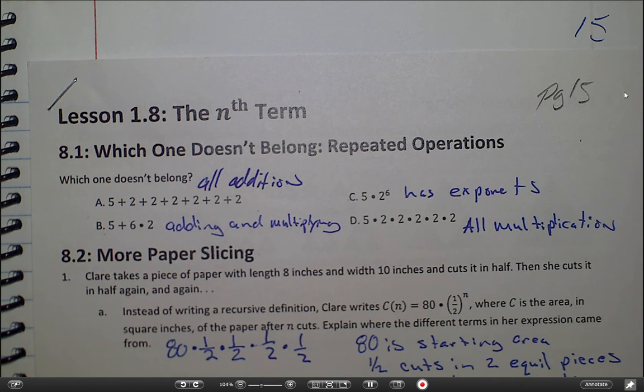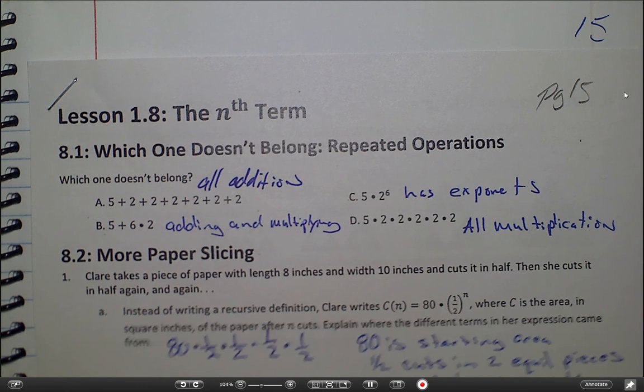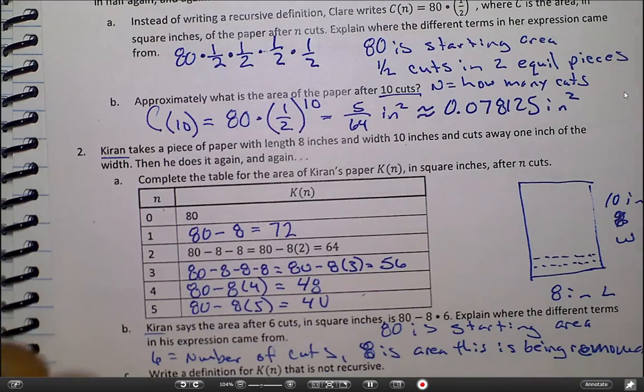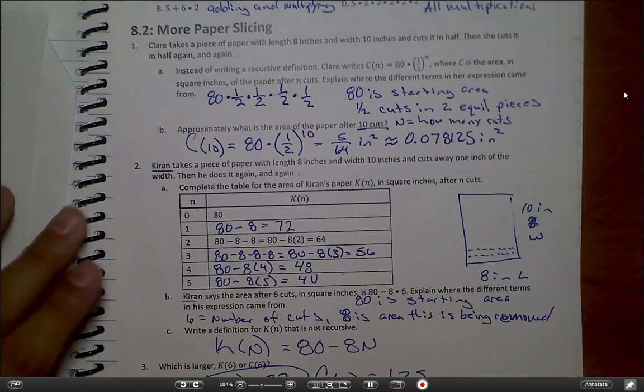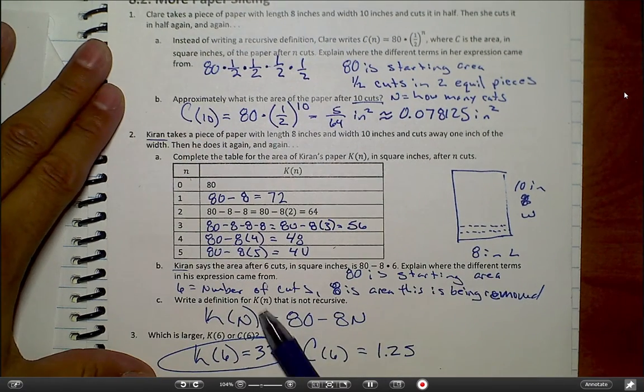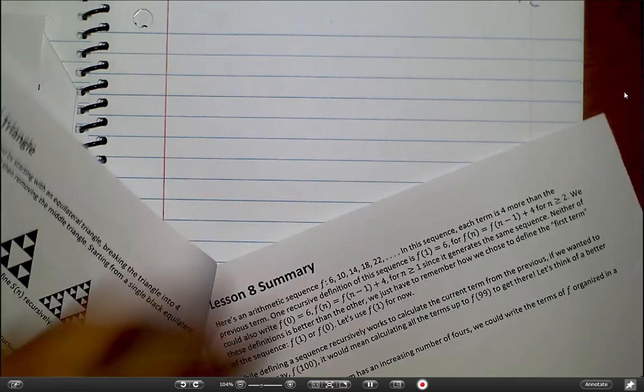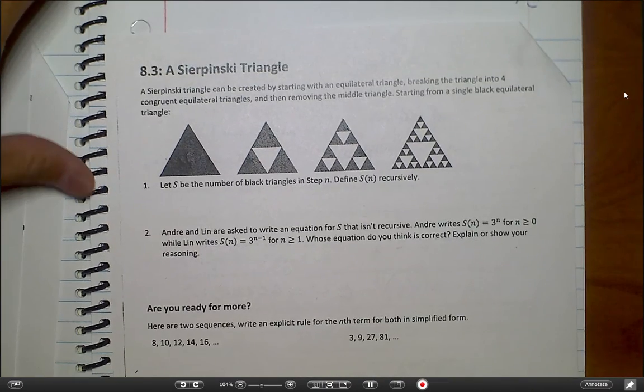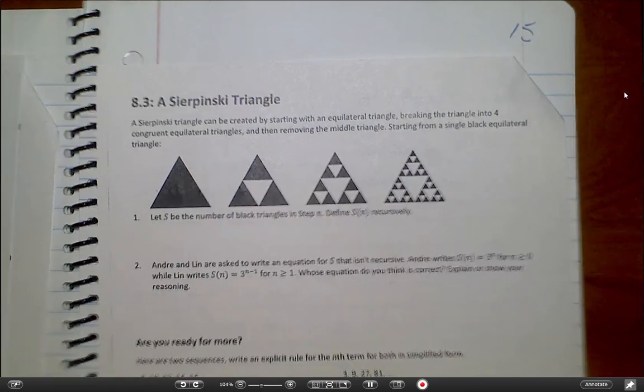So, we're continuing from yesterday's notes. Yesterday we made it through all of this on the front page. Now we're on the back page, right here, where it says 8.3, and this is page 15 in my notebook.